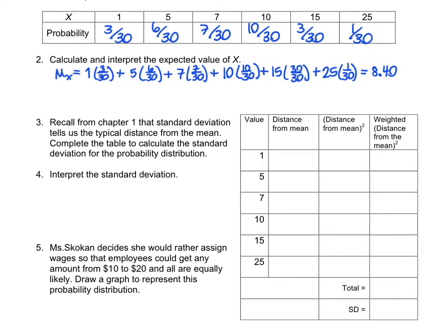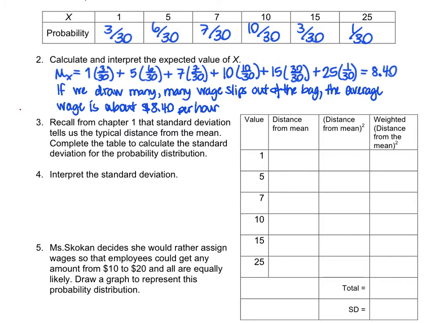Our interpretation is, if we draw many wage slips out of the bag, the average wage is about $8.40 per hour. And just a reminder of our formal definition: the mean or expected value of a probability distribution is the sum of all of the products of the possible outcomes times the probability for that particular outcome.